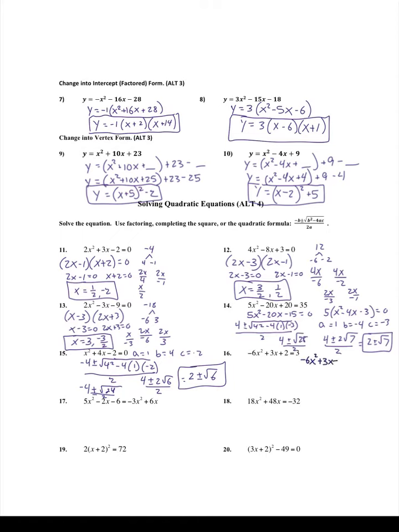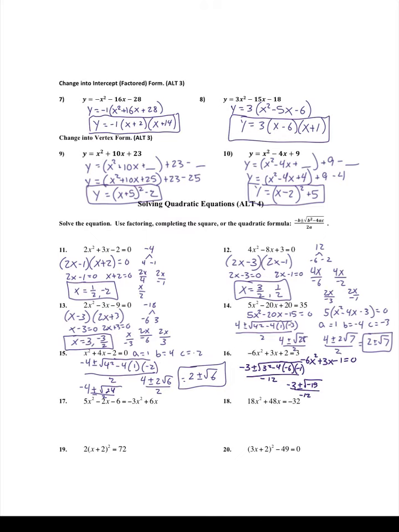For number 16, get everything over on one side. So we're going to subtract 3. That gives us negative 6x squared plus 3x minus 1. We're going to plug in our A, B, and C. Reduce that, and we get negative 3 plus or minus the square root of negative 15 over negative 12.